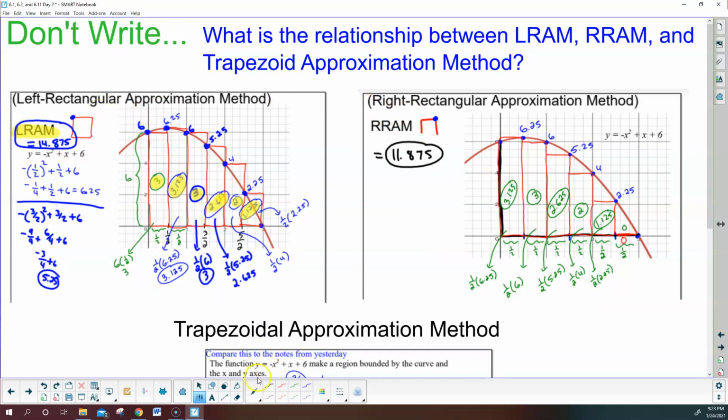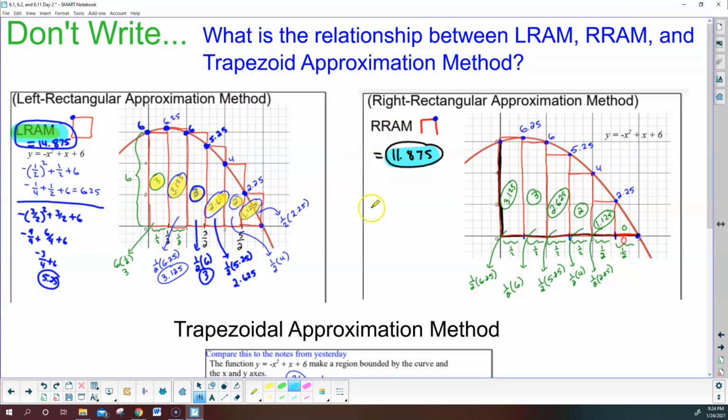Okay, this one I definitely don't want you to even write, but there's something special. These were two problems that I had from an earlier class a couple of years ago. So what if I did the LRAM on this example, and I got 14.875. And then I did the right RAM, and I got 11.875. Well, first off, even though this small part is an underestimation, look at all the overestimations here. So the left RAM would be an overestimation for this whole interval. The right one would be mostly an underestimation. You can see all the extra stuff that's not accounted for.